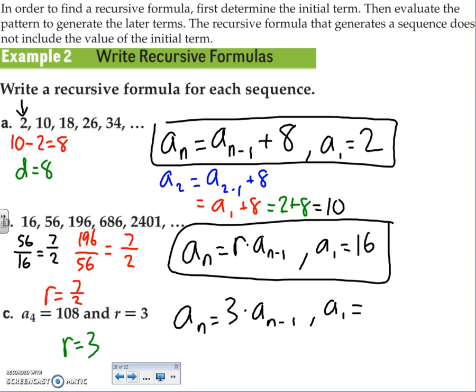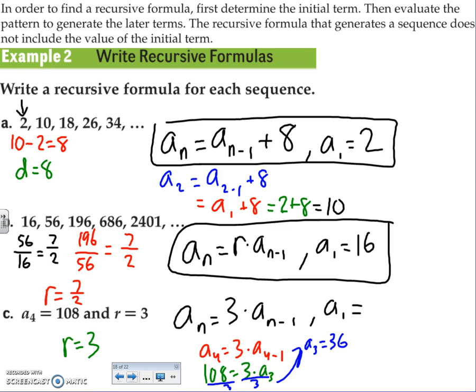So we plug in a sub 4. So here, a of 4 will equal 3 times a of 4 minus 1. Well, we know a sub 4 is 108, equals 3 times a sub 3. So if I divide both sides by 3, I get, let's see, 108 divided by 3, calculator, 36. So now I found out that a sub 3 is 36.